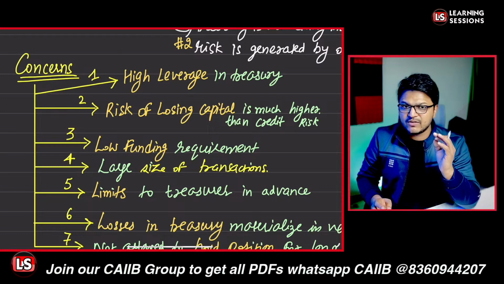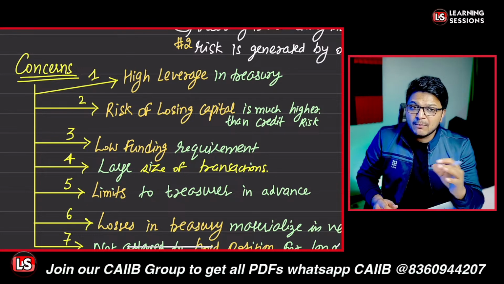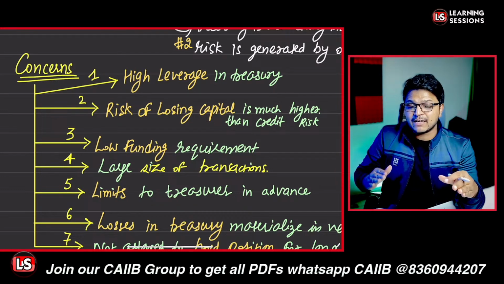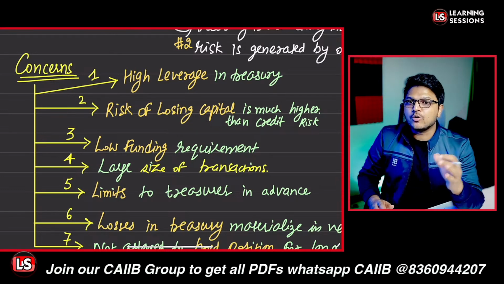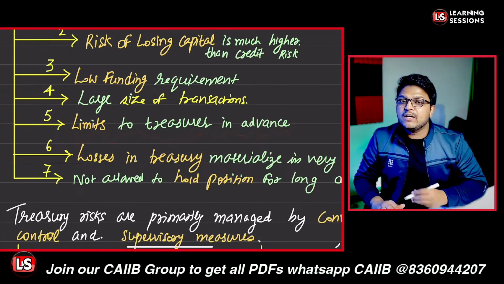Let's say you have given a particular limit to a dealer, that the dealer can enter a deal amounting to rupees 10 crore. It is upon his own judgment whether he wants to dive into that particular deal or not, right? So that's actually a very concerning thing for the treasury department.